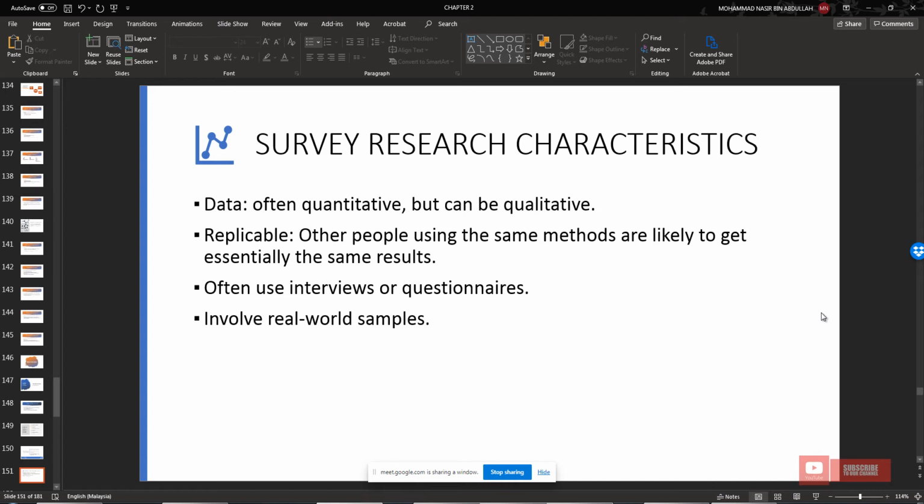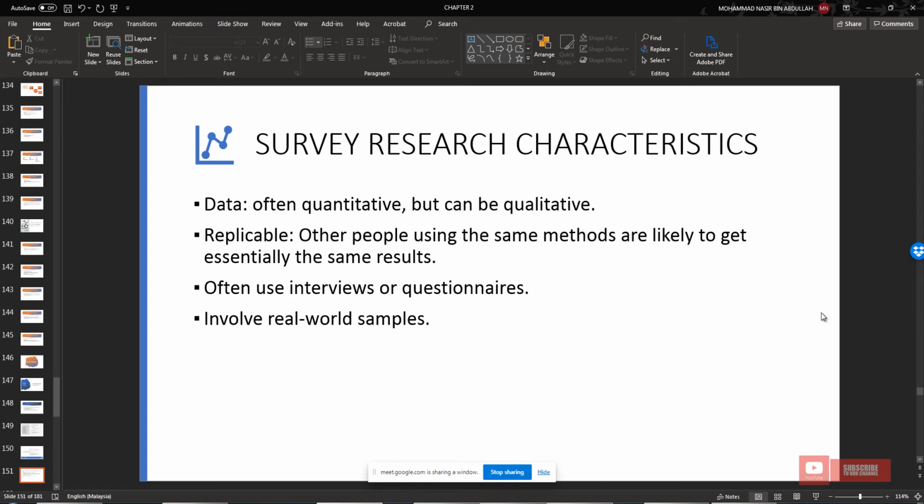Another characteristic is replicable. Other people using the same method are likely to essentially get the same result. It means that when you have your questionnaire and you design it properly, you distribute it according to your sampling frame or sampling method. So other people who like to do the same research should get the same result as you, right? So often we use interview or questionnaire, and this is part of the data collection method.